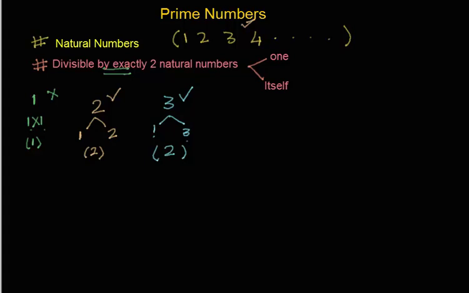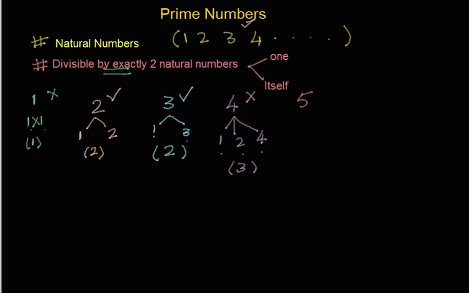Now how about 4? So we know 4 is divisible by 1 and 4 is divisible by 4. But we also know that 4 is also divisible by 2. So that means it has three factors, 1, 2 and 4. According to our rule number 2, there has to be exactly two factors. That's why 4 is not a prime number, because it has more than two factors.